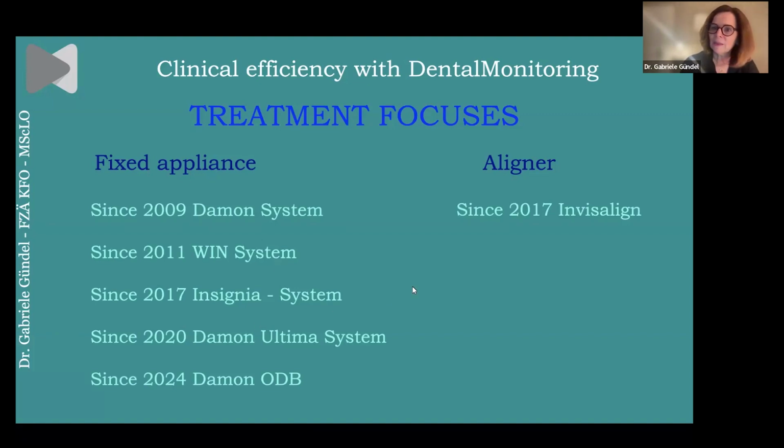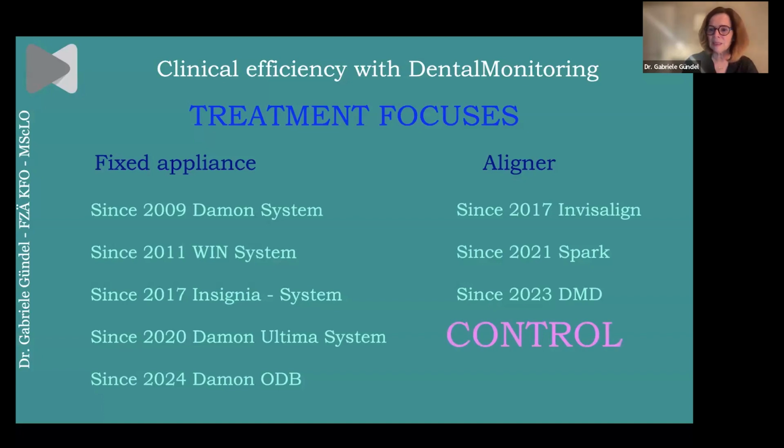I started aligner therapy with the Invisalign aligners, but when Spark came on the market, was launched, I totally switched all of my cases to the Spark appliance because I find that there are a lot of advantages. Since 2023, I also use a concept where I can find a good condyle position in my TMG patients with the DMD system. And now I have a lot of DMD patients treated with aligners and the DMD system.